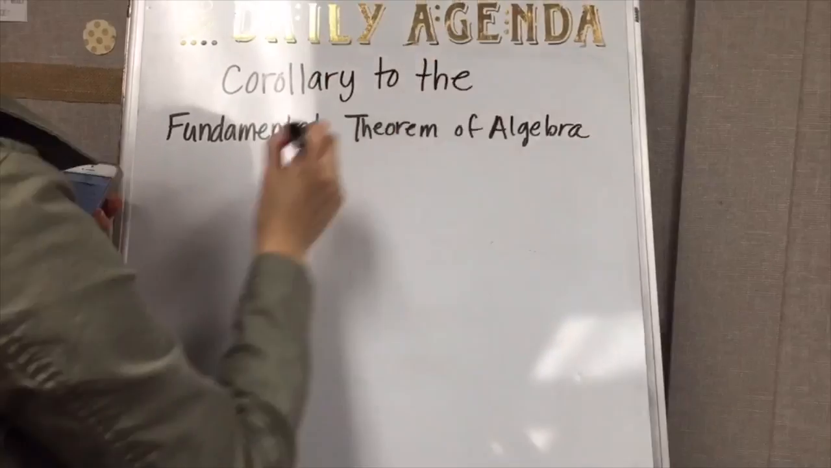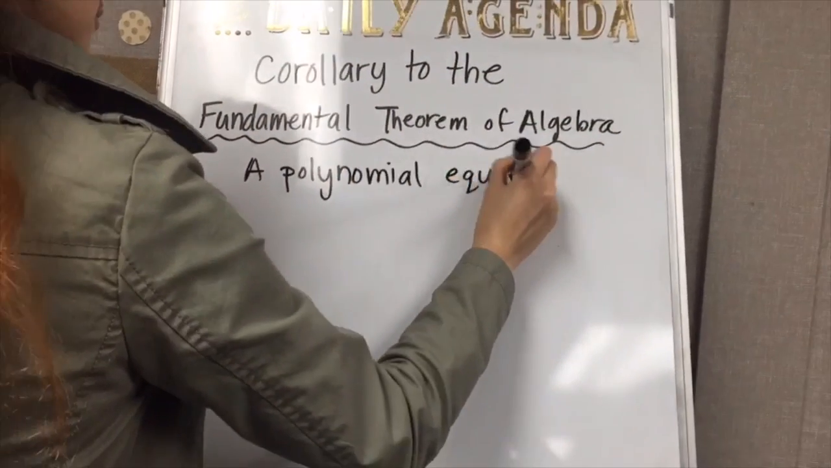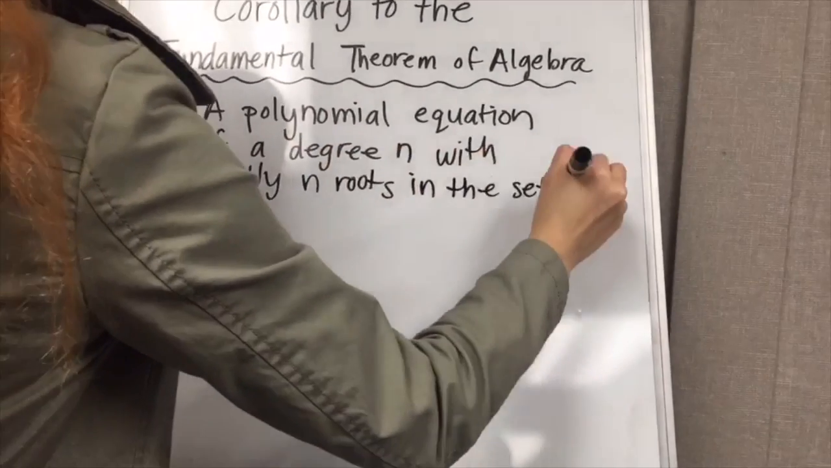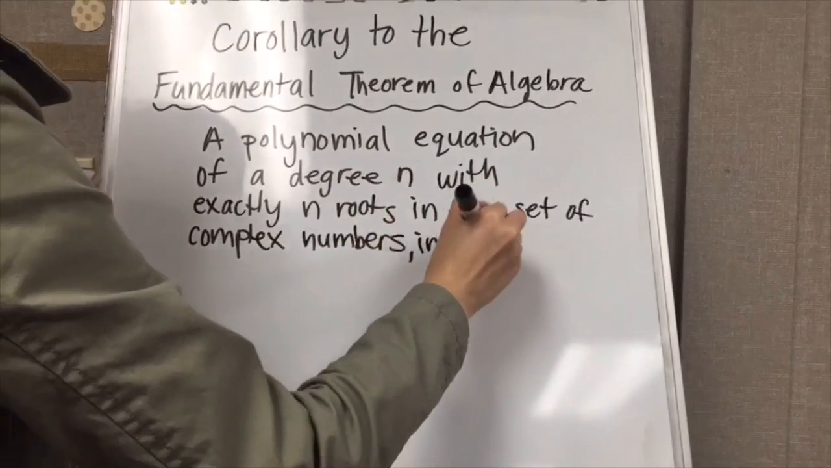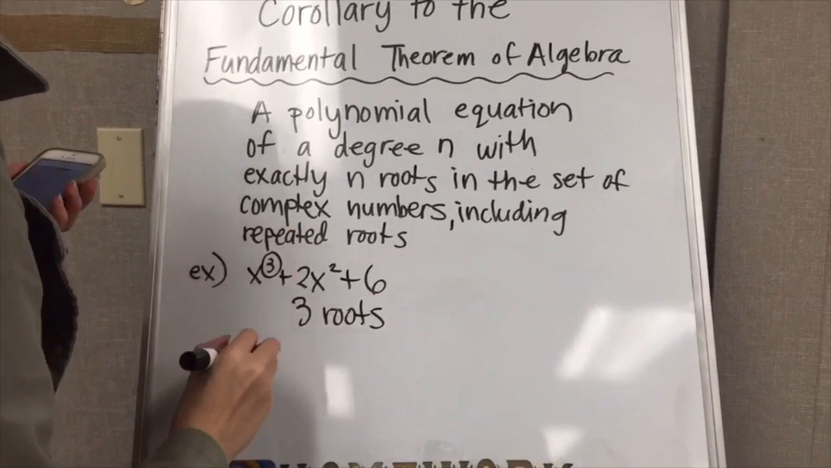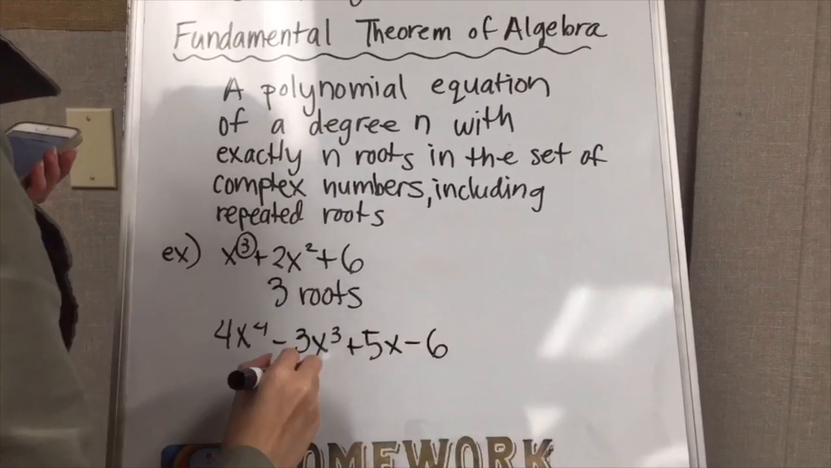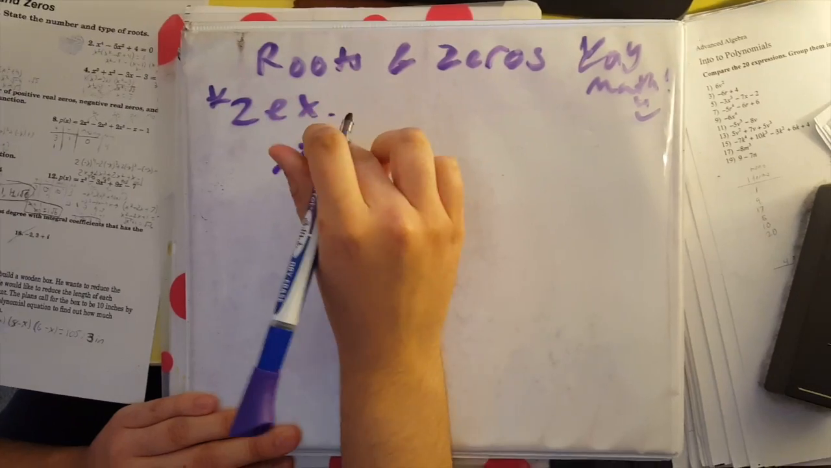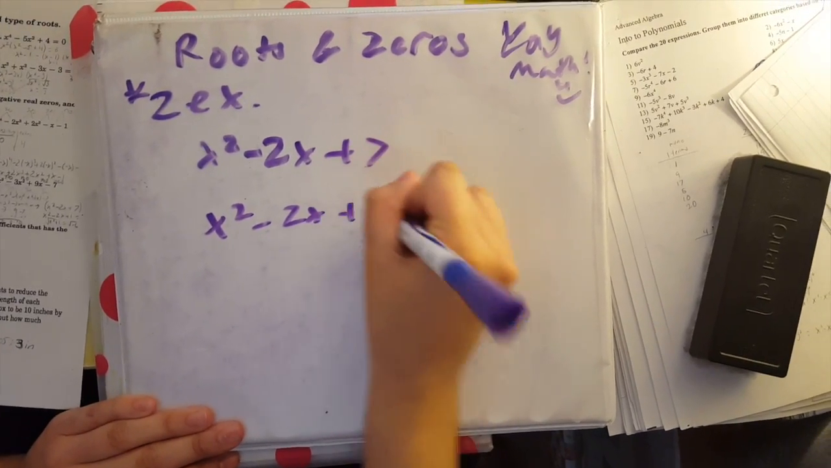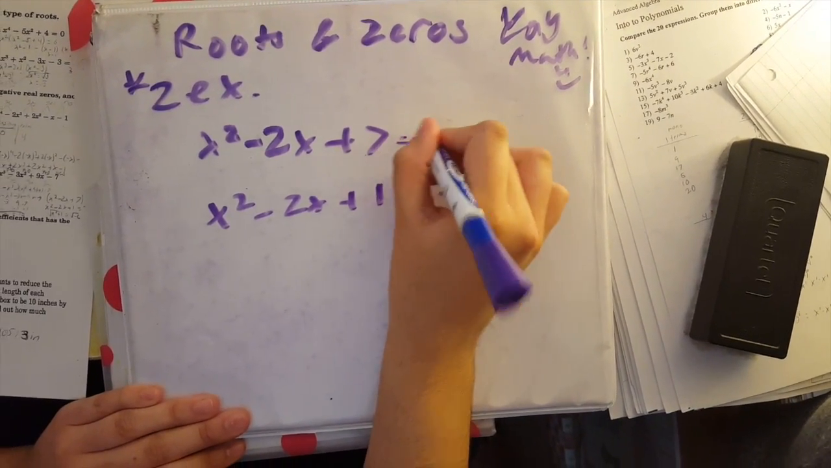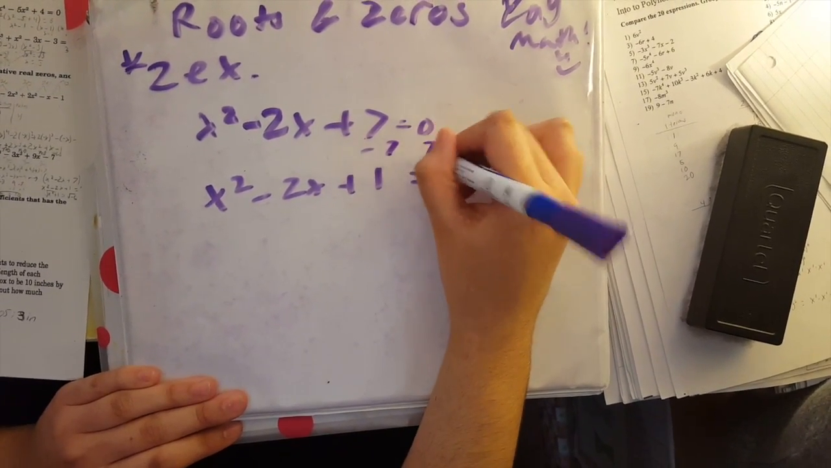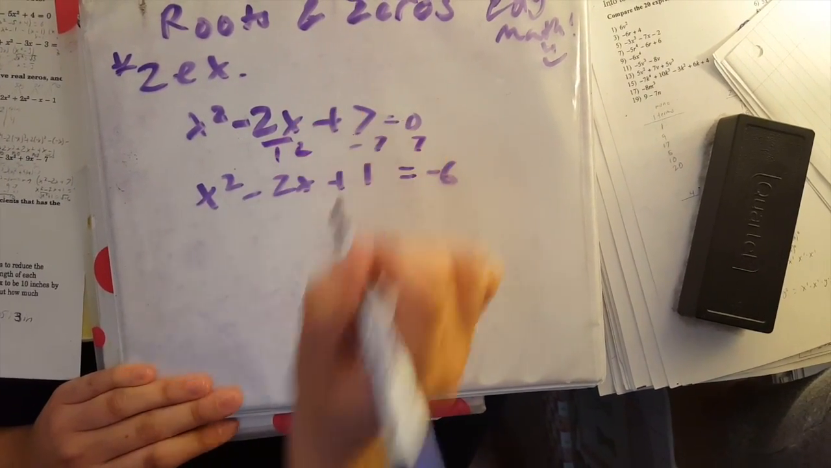Now, the corollary to the fundamental theorem of algebra states that a polynomial equation of degree n has exactly n roots in the set of complex numbers, including repeating roots. So for example, if you have x to the third plus 2x squared plus 6, you know it has 3 roots because of the degree of the polynomial function. The fundamental theorem of algebra definitely comes into play when working with roots and zeros, which Isabella is showing us right now. She is setting the equation equal to 0 and then continuing to solve in order to find the roots for this polynomial equation.